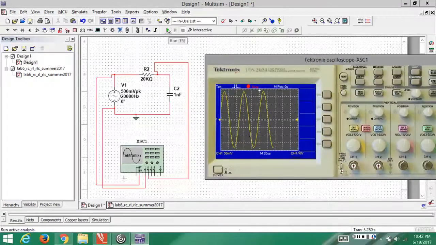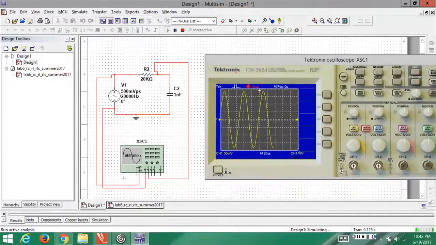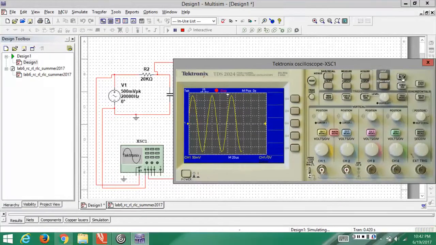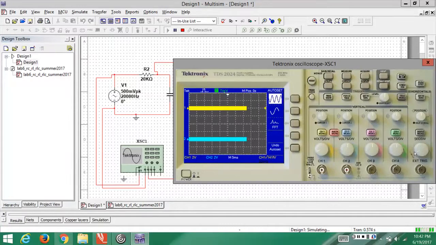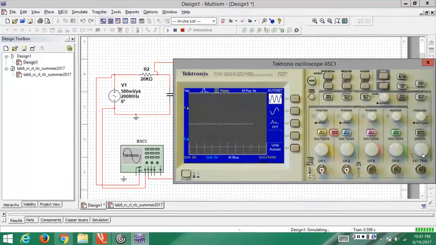So if I simulate this and I press on auto set over here, it's going to take a while, and we need to see the waveform properly. So use this last knob on the section per division to span out your signal so that you can see the actual cycles clearly.